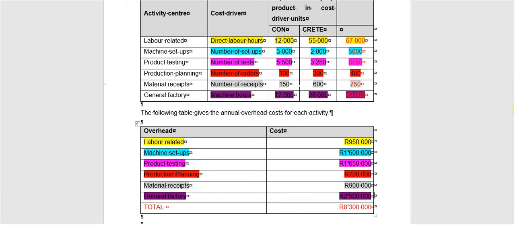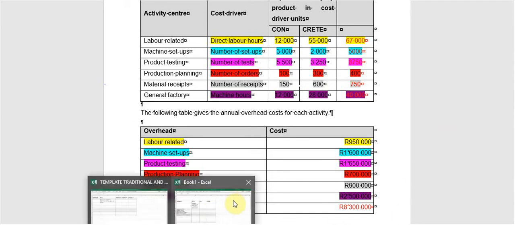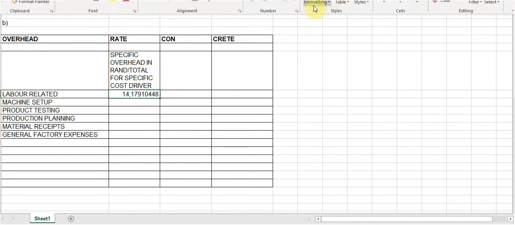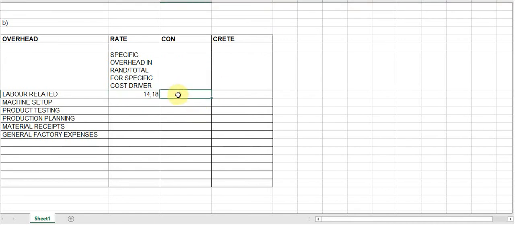Now I can do each calculation, because I need to do a calculation for each of the overheads respectively. I'm going to start with the labor related, and there it was 12,000 and 55,000, I beg your pardon, which added up to 67,000. So I need to do that calculation. It was 950,000, and I need to divide it by the total of 67,000. That gives me a rate of 14 Rand. If I round it to 2 decimals, it's 14 Rand and 80 cents.